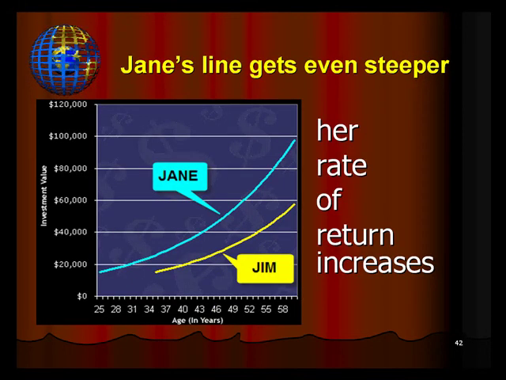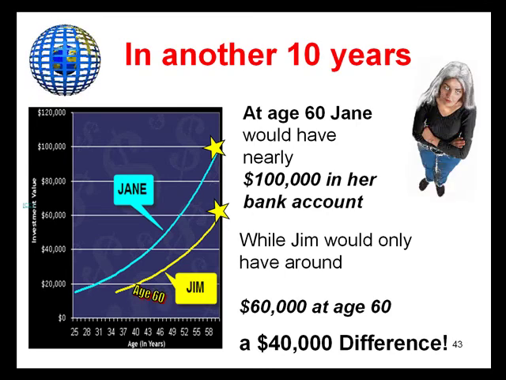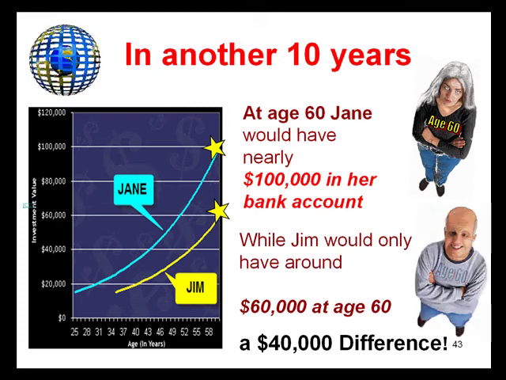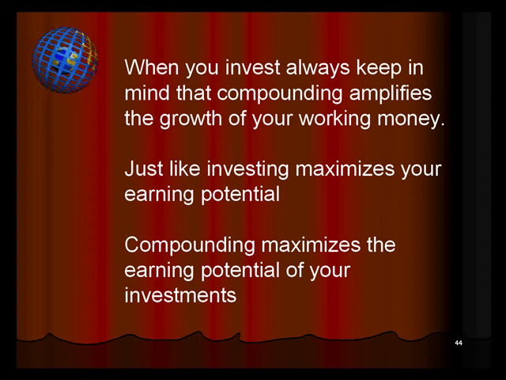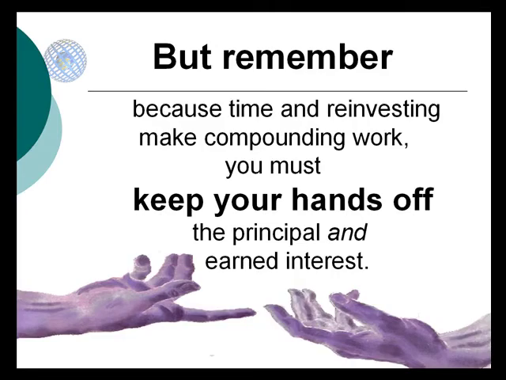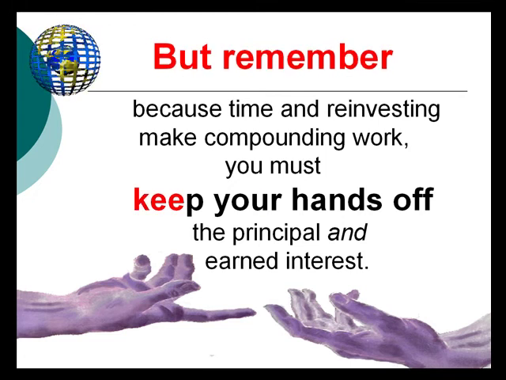In another 10 years, at age 60, Jane would have nearly $100,000 in her bank account, while Jim would only have around $60,000 at age 60. That's a $40,000 difference. When you invest, always keep in mind that compounding amplifies the growth of your working money. Just like investing maximizes your earning potential, compounding maximizes the earning potential of your investments. But remember, because time and reinvesting make compounding work, you must keep your hands off the principal and earned interest.